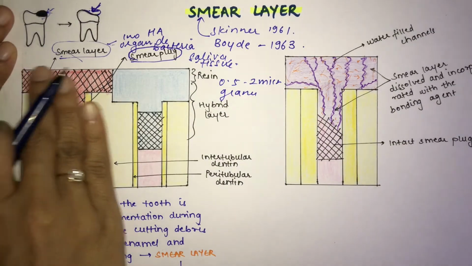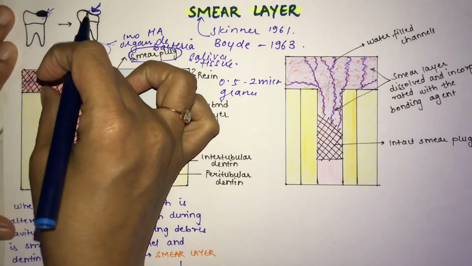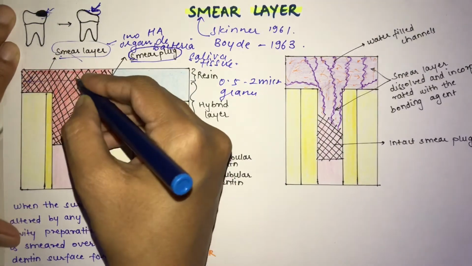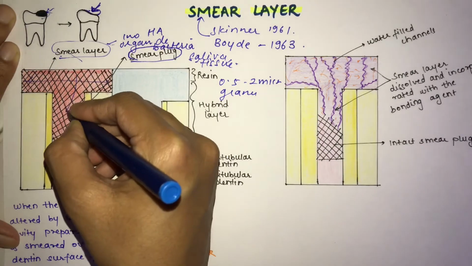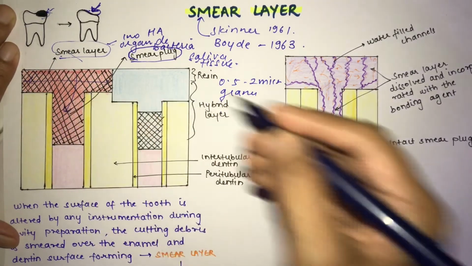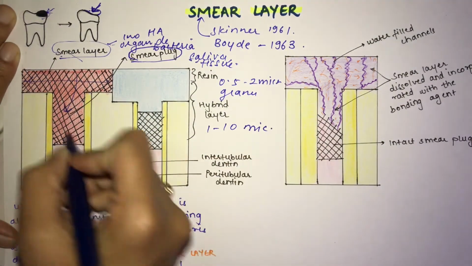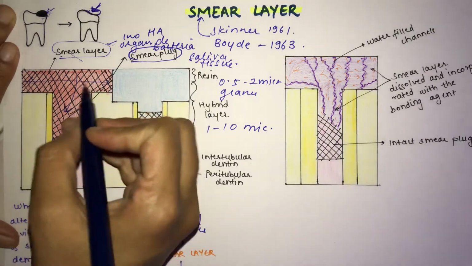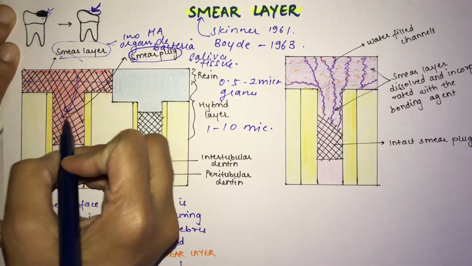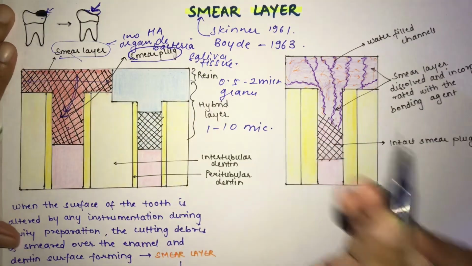Your smear layer is present on the enamel. This portion is your smear layer. But when it extends towards the dentin, that is, it extends into the dentinal tubules to a depth of 1 to 10 microns, that is nothing but your smear plug. So the smear layer which is entering the dentinal tubule is nothing but your smear plug.